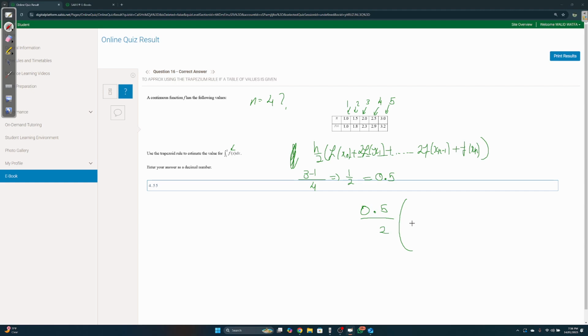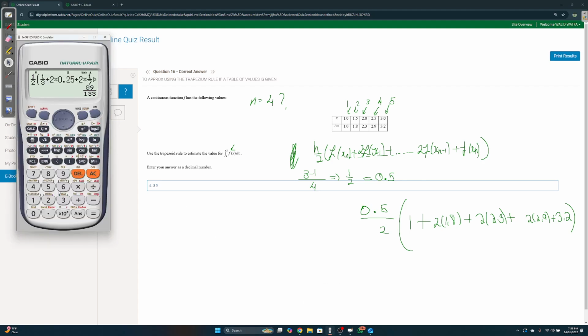f of x0, 1, plus 2 times 1.8, plus 2 times 2.3, plus 2 times 2.9, plus 3.2 without multiplying by 2 because it's the last value. Now, put this in our calculator. Let's go. 0.5 over 2 times (1 plus 2 times 1.8 plus 2 times 2.3 plus 2 times 2.9 plus 3.2). You're going to get 91 over 20. As a decimal, it's 4.55.